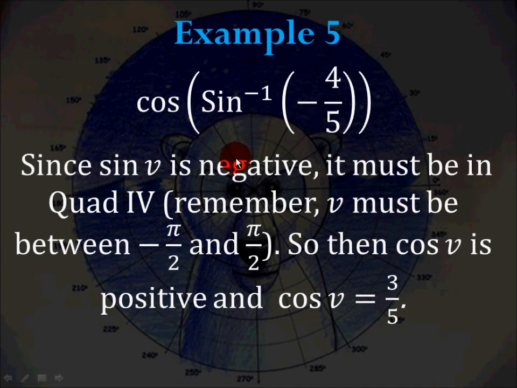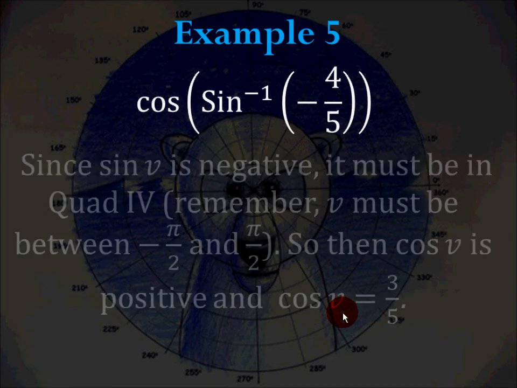So that means if the sine of v is negative 4/5, the cosine of v is positive 3/5, which means v is the inverse cosine of 3/5. So let me repeat that. This whole thing is v. We came to the point where cosine of v is 3/5, which means v is the inverse cosine of 3/5.